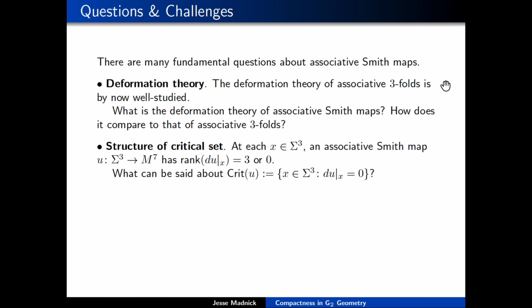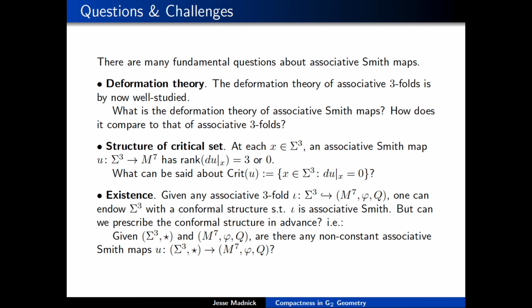We don't know the structure of the critical set. We do know that for an associative Smith map, and this is true more generally, at every point x in the domain, du either has full rank, so it's an immersion at that point, or the rank of du is 0. And so we really want to know what can be said about the critical set, because many more techniques would be available if we knew that the critical set was, let's say, discrete or codimension 2 or something.